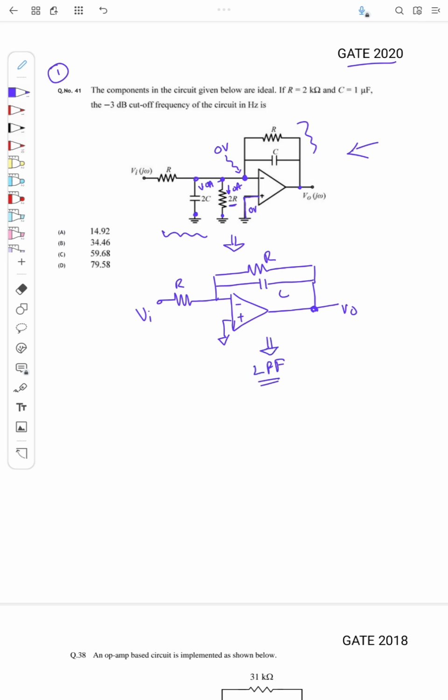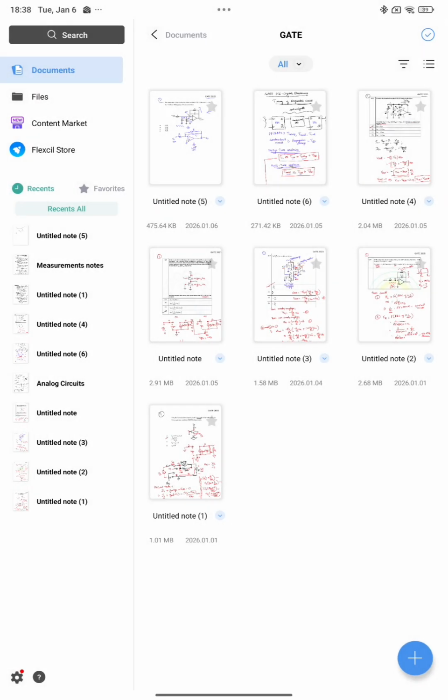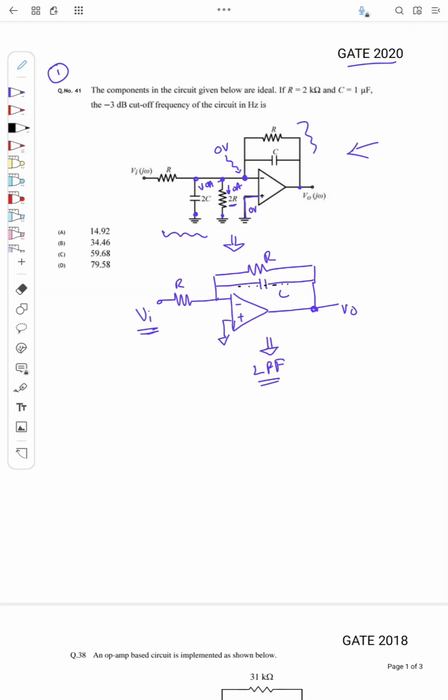When the frequency of Vi is high, this capacitance C will be short circuited, right? Because the impedance will be low across the capacitor. As such, the feedback will be short circuited and the gain will go down. When the frequency is low, this capacitance will provide very high impedance, and thereby at low frequency the gain will be high. So it's a low pass filter, and what will be its cutoff frequency F?